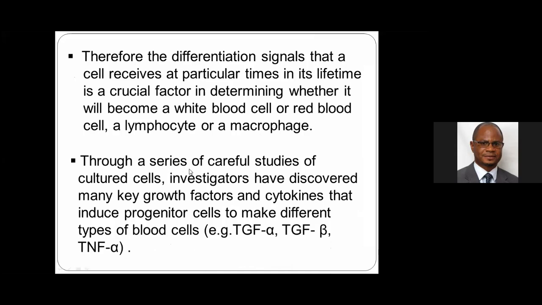And here it is good to mention that through a series of studies, investigators have discovered key growth factors and cytokines that cause progenitor cells to make different types of blood cells, as some are here, okay? They were able to discover them. So you can take a stem cell and within the laboratory in a Petri dish, convert them into a particular cell line if you know the growth factors that you are supposed to add to those cells. So we know the growth factors.